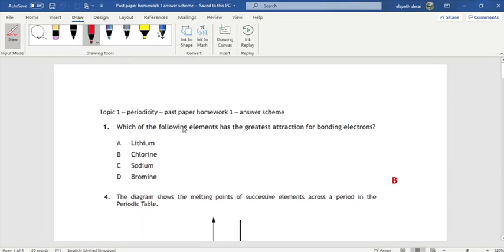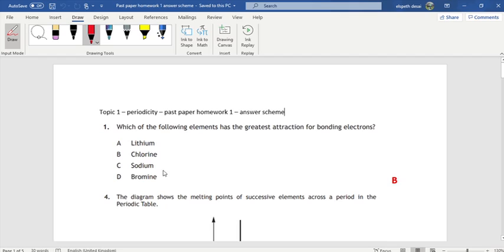Right, in this video I'm going to run through the answers to the first part of the past paper homework which I set, so just the first 3 multiple choice questions in this video. Question 1. Which of the following elements has the greatest attraction for bonding electrons?